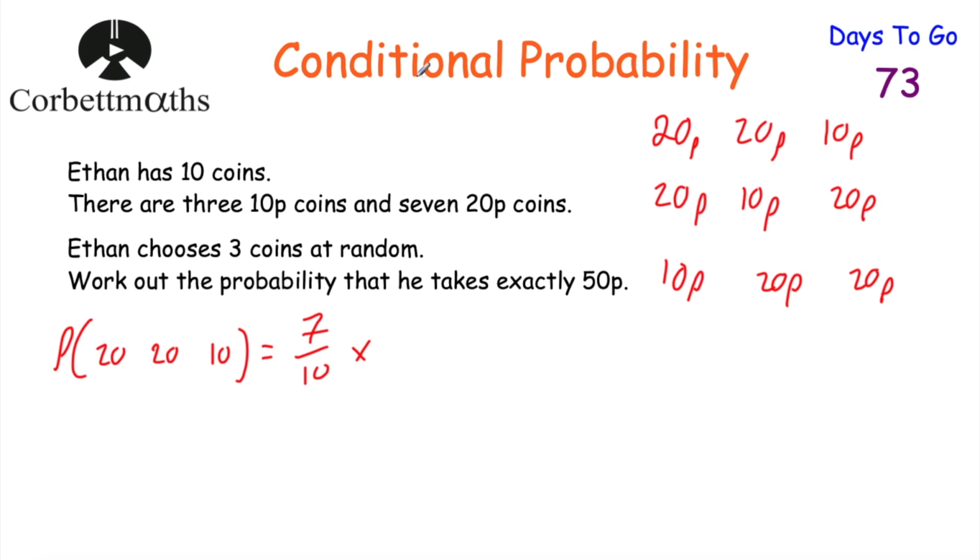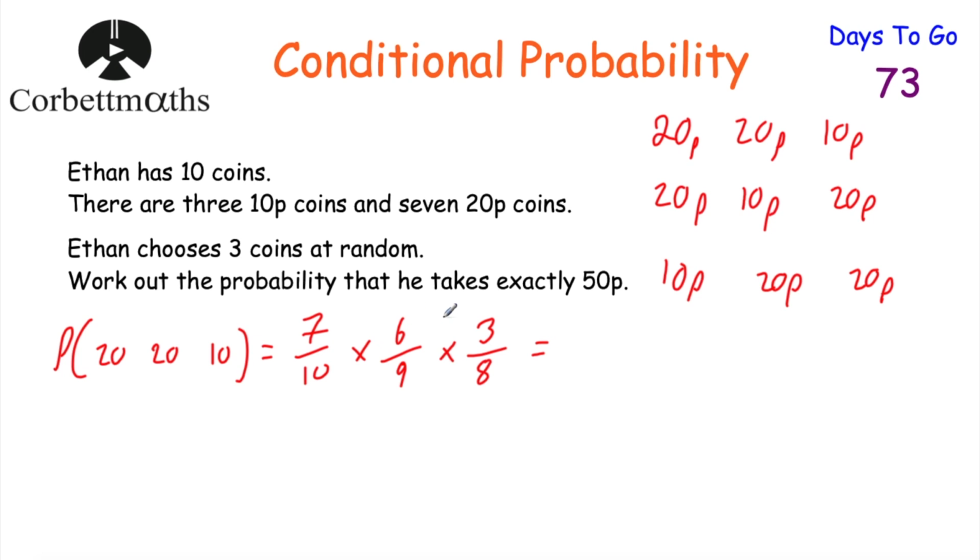Well, he's taken out one of the 20p coins, so he's now only got 6 20p coins, and that means he's got 9 altogether, so it's going to be 6 ninths, because there's 6 20p's and there's 9 coins altogether. And then multiplied by the last one being a 10p. Well, he's still got 3 10p coins there, but he's now only got 8 coins because he's taken away 2 of the 20p coins, so it's going to be 3 eighths.